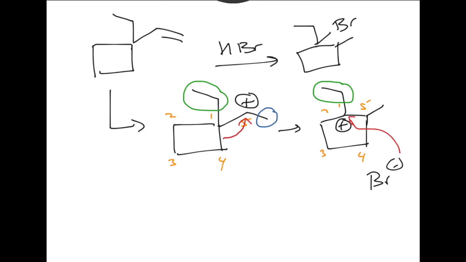I was asked why carbon 1 ends up having a carbocation. So right here, these two electrons, I'll make them green, become the electrons between carbon 5 and carbon 4. So the electrons left carbon 1, and since electrons left, carbon 1 gets a positive charge.